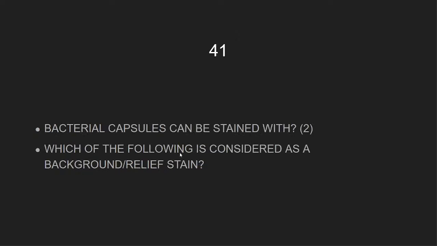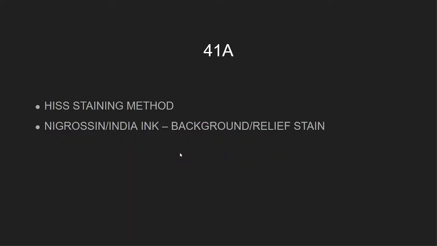Okay, so let's start with number 41. Bacterial capsules can be stained with two things. There are two staining methodologies. You could use the HISS method, or we could use nigrosine, or India ink. The reason why it's called the background stain or a relief stain is that you're not really staining the capsule. More so, you're staining the background, hence the term background stain.